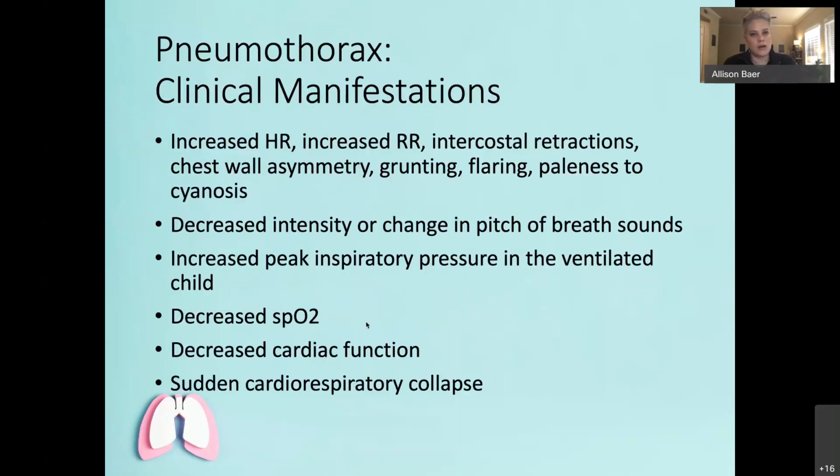So you'll see an increased heart rate, increased respiratory rate. They're going to start working pretty hard to breathe. You can hear a decreased intensity or a change in the pitch of their breath sounds. And if it gets bad enough, even absent breath sounds, depending on how bad it's compressing that lung. If you're on a ventilator, you might see a question about a sudden increase in their peak inspiratory pressure, and that's an indication of a pneumothorax or a new pneumothorax. Eventually, you'll see their SATs start to decrease, cardiac function decrease, leading to cardiorespiratory collapse.